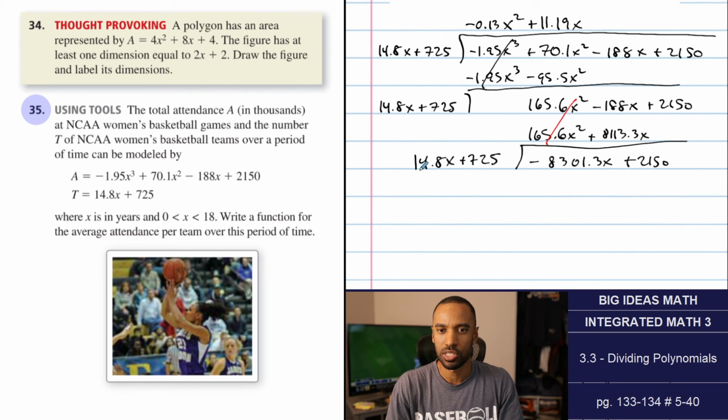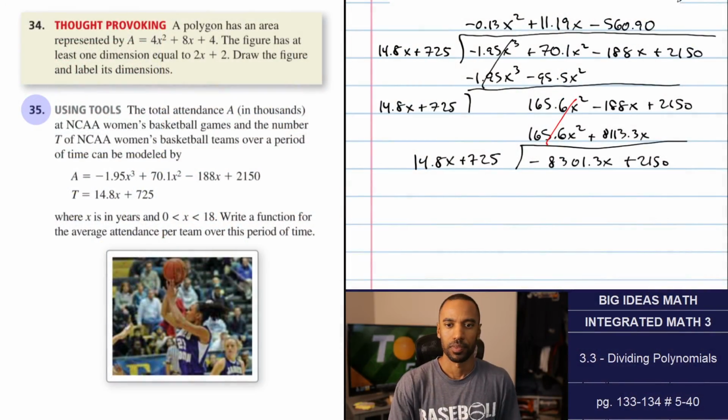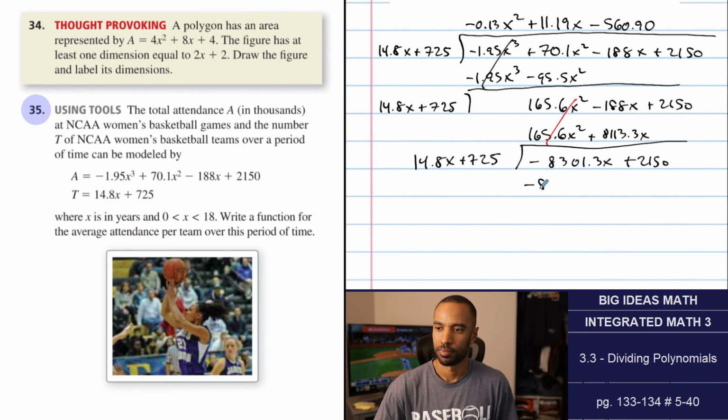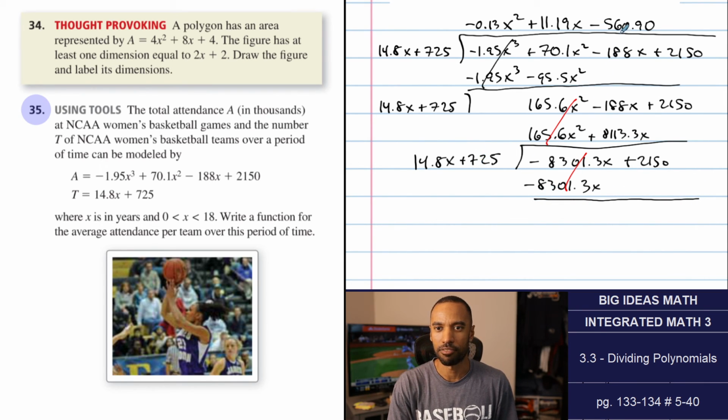Anyway, so this divided by 14.8 will be the last number in our thing before the remainder, I'm assuming there's a remainder. Negative 560.90. So minus 560.90, okay, is what I'm writing here. So that times that gives us that. I don't know if this would have been easier than synthetic division because synthetic still required different kind of factors. It's weird. It wouldn't have been good. I got to do 725 times this, and then I got to subtract. I got to do 2150 minus that answer.